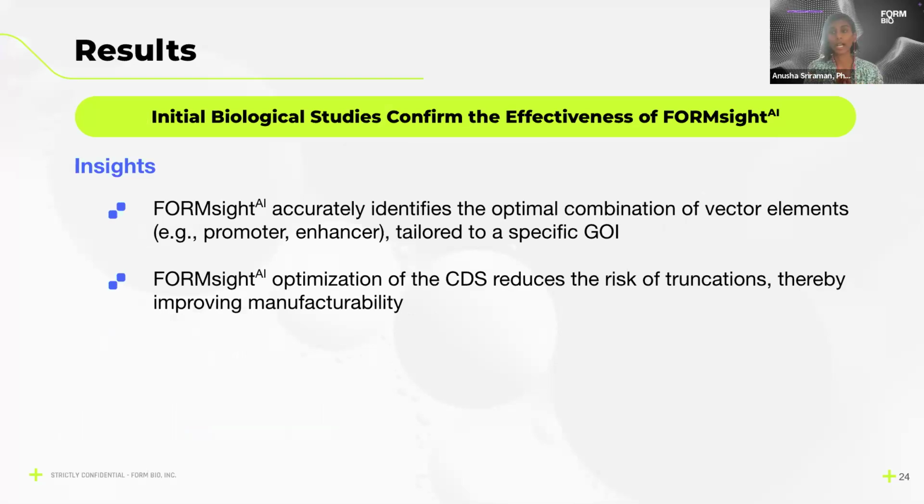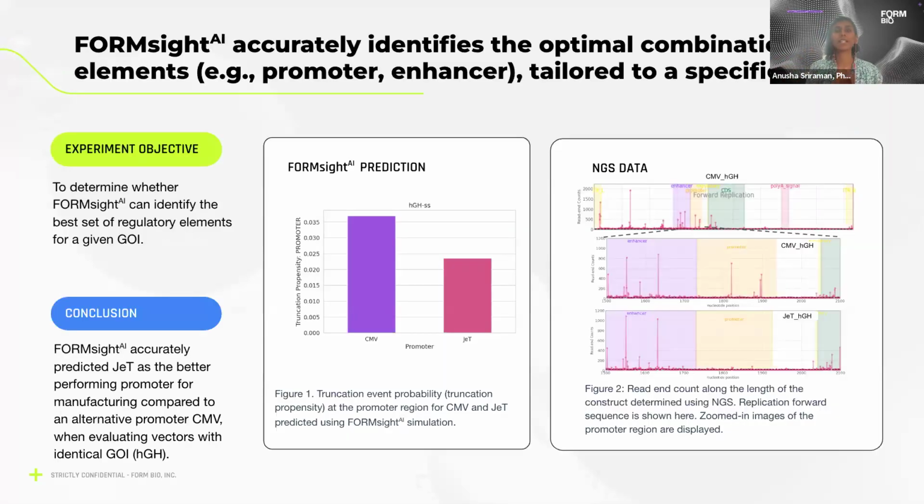So let's take a look at what the key results from this study are. What we identified was that, yes, using FormSite AI, we can accurately identify the combination of vector elements that results in low truncations, and we are able to improve the manufacturability. The second is that our FormSite optimization of the coding sequence is ameliorating truncation peaks, and this is actually able to improve the manufacturability of these constructs. With that in mind, let's move on to the detailed results.